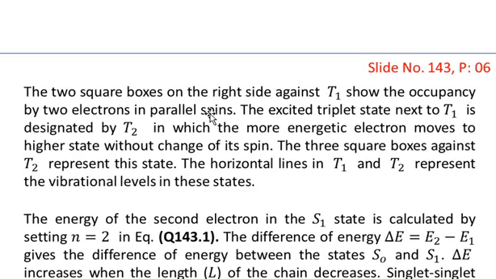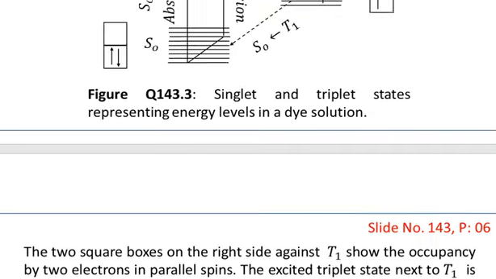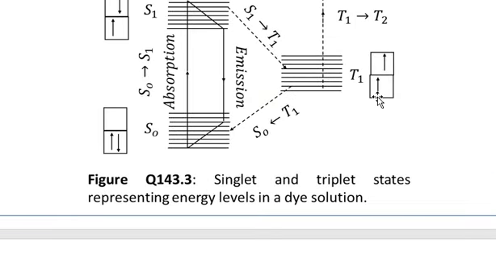The two square boxes on the right hand side of T1 show occupancy of the two electrons in parallel spins. For example, you can see in the same figure that I have explained, the triplet T1 state: on the box on the right hand side, I have shown two electrons with different energies, but with parallel spins.